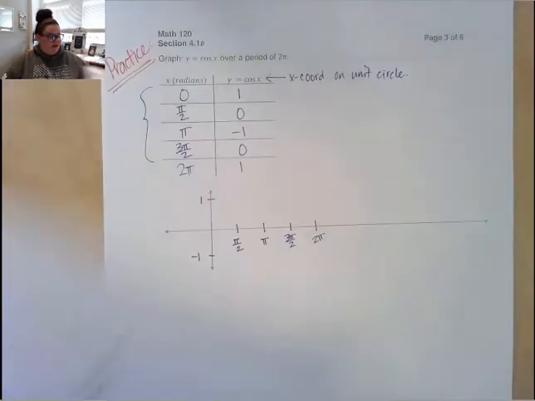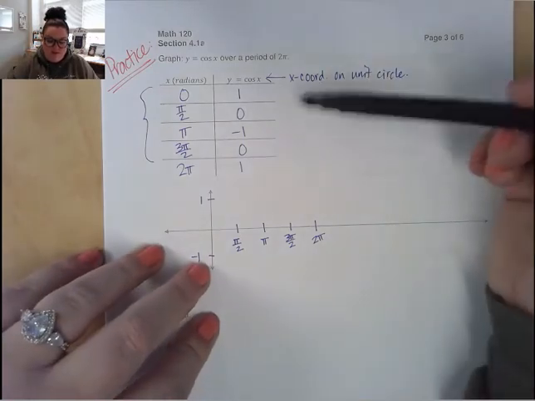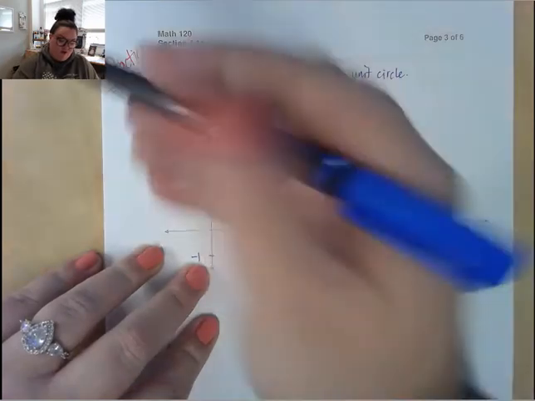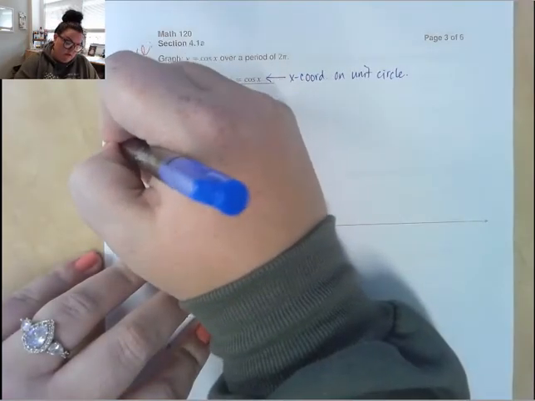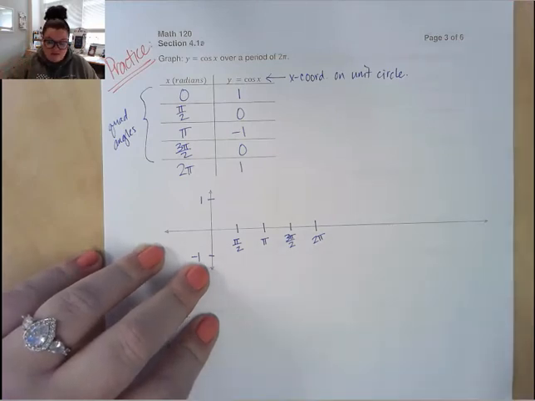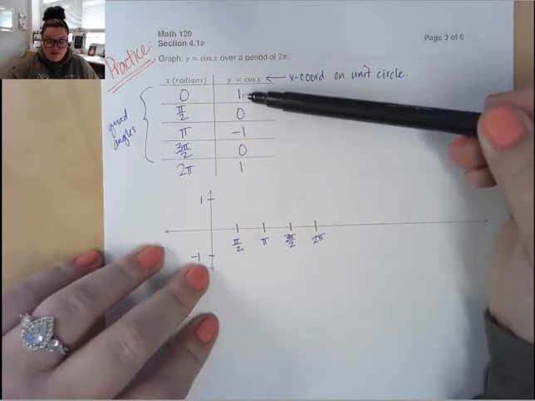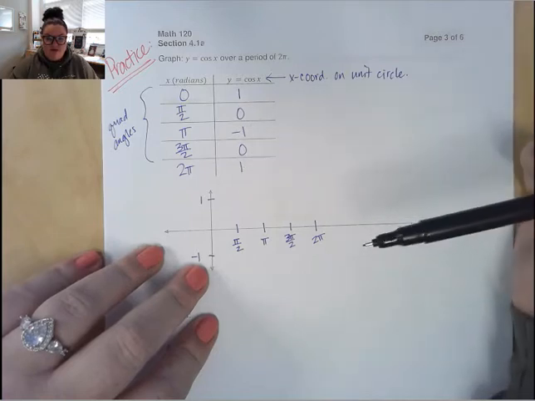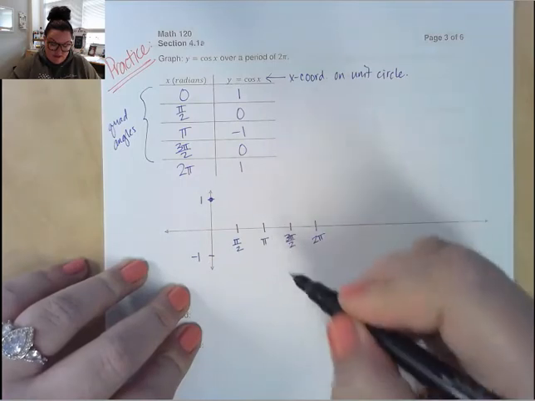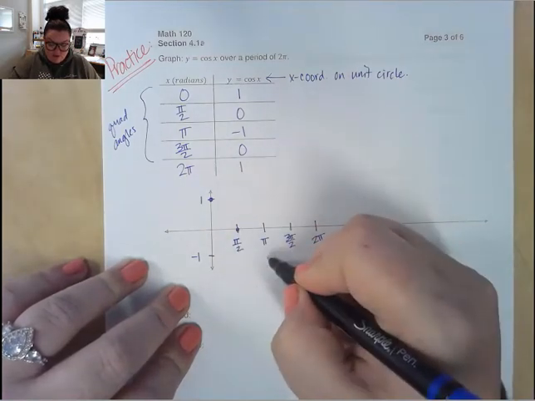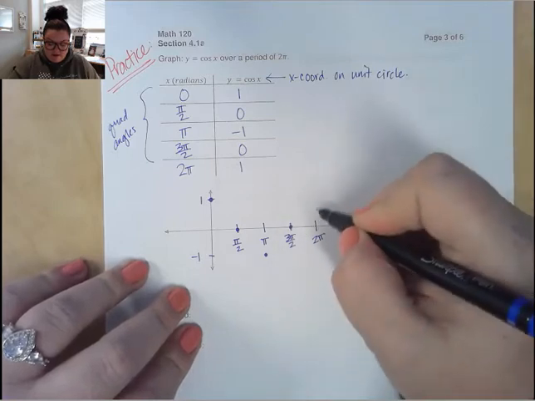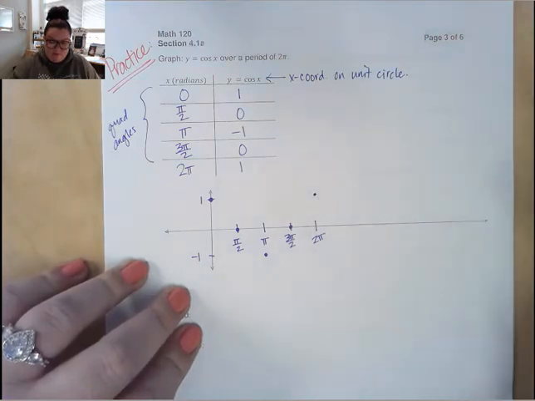Okay, so just copying those values over, I went ahead and put them in our chart here. These are our nice quadrantal angles, our quadrantal measures in radians. And then I just wrote down the x value at each of those. So when we graph it, we can see at 0, we're up at 1. Pi over 2, we're down at 0. Pi, we're down at -1. 3 pi over 2, we're back at 0, and 2 pi, we're back up at 1.